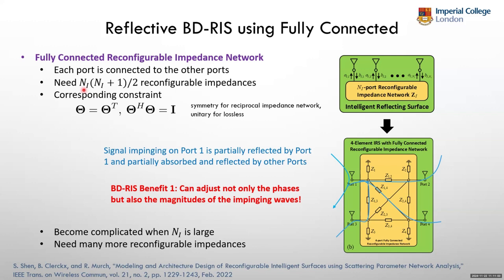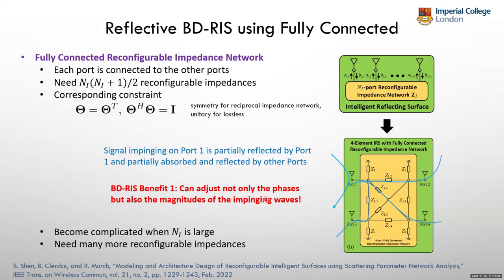Now this kind of RIS would have a scattering matrix that potentially could be symmetric. And the reason why we have a symmetric constraint here is that making the impedance network of the RIS reciprocal is actually much easier to implement in practice. And it would have to satisfy this unitary constraint again that I mentioned earlier to be lossless. But the entries of this theta will not be necessarily just diagonal entries. I will have off-diagonal entries as well.